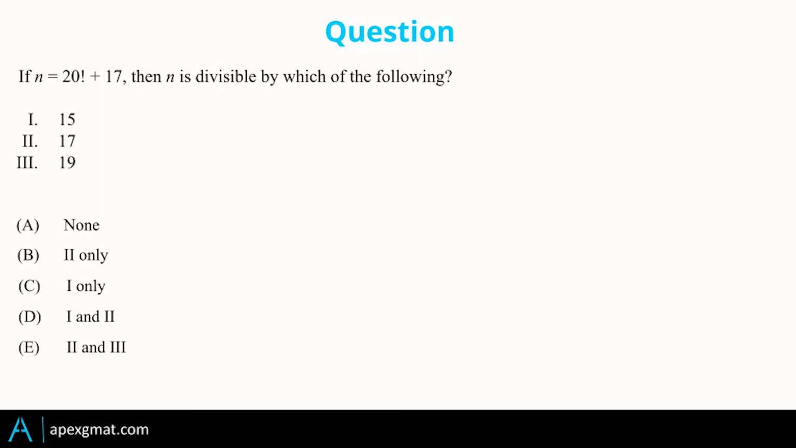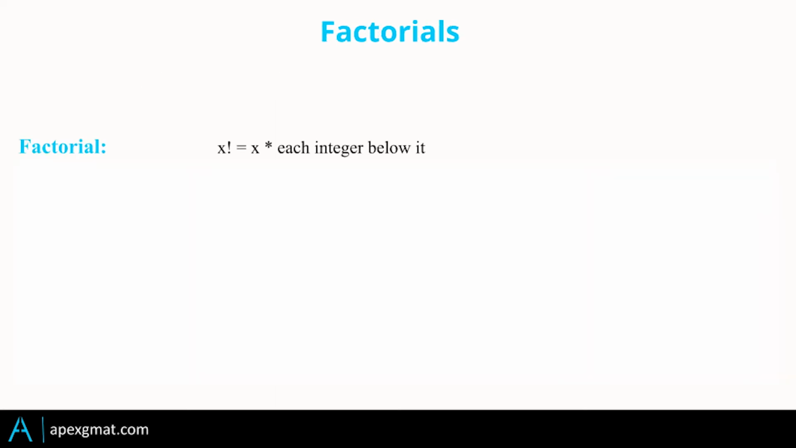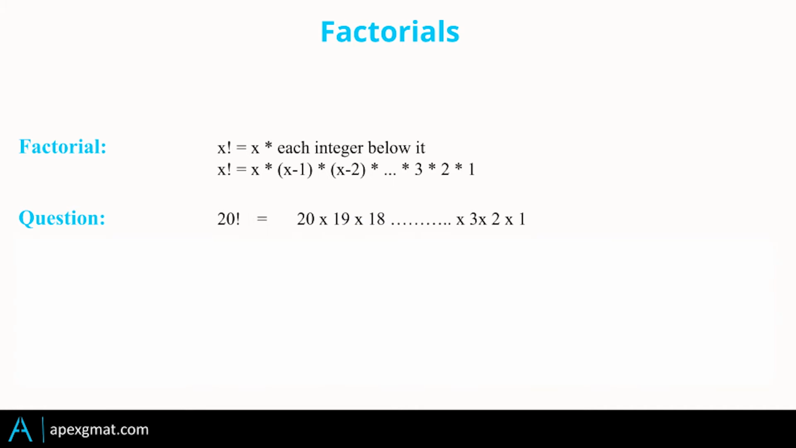Here we're asked for what numbers might divide some new number, 20 factorial plus 17. As a refresher, a factorial is simply the number times each integer below it. So in this case, 20 factorial is equal to 20 times 19 times 18, times 3 times 2 times 1. It's a huge number, and it's not at all possible to process in GMAT time.